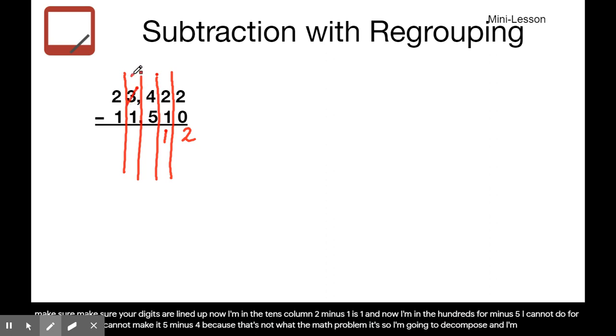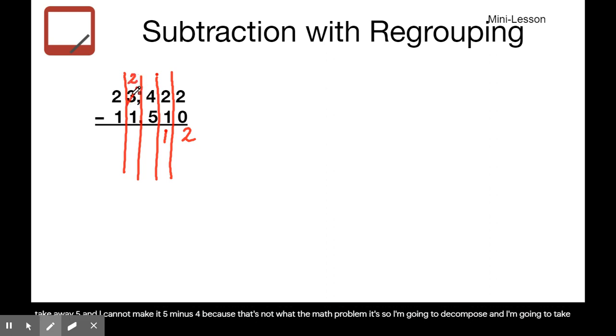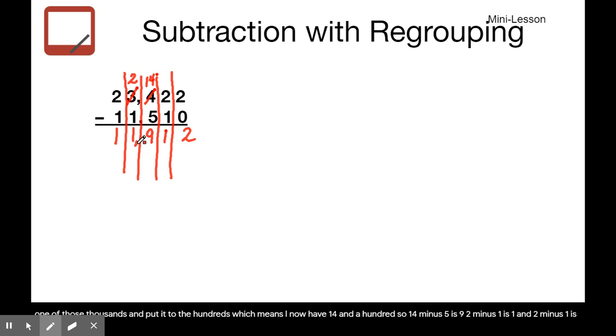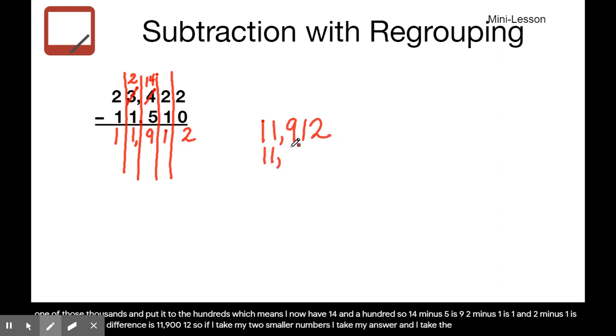And I'm going to take one of those thousands and put it to the hundreds, which means I now have 14 in the hundreds. So 14 minus 5 is 9. 2 minus 1 is 1. And 2 minus 1 is 1. So my answer, or difference, is 11,912.